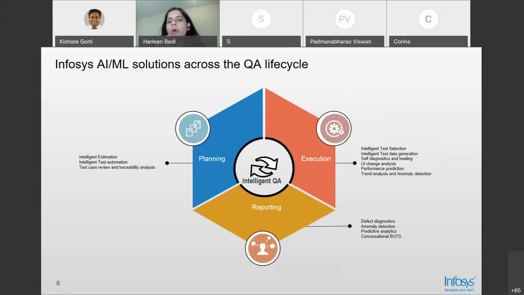Because it is able to tell you how many failures or how many defects you can anticipate. Based upon that, you can do your planning. Based on that, you can do your whole estimation or the resource onboarding.